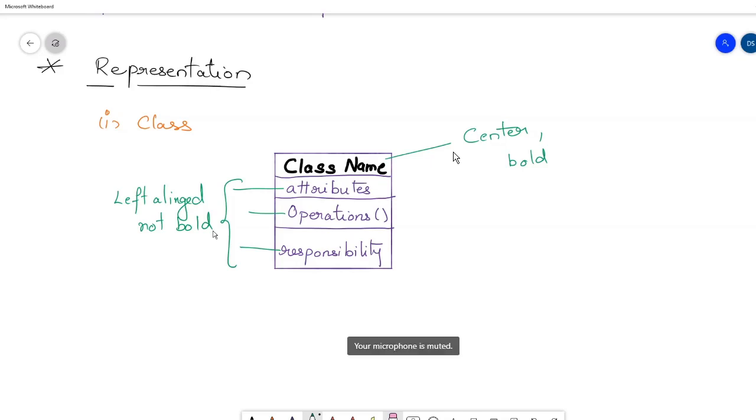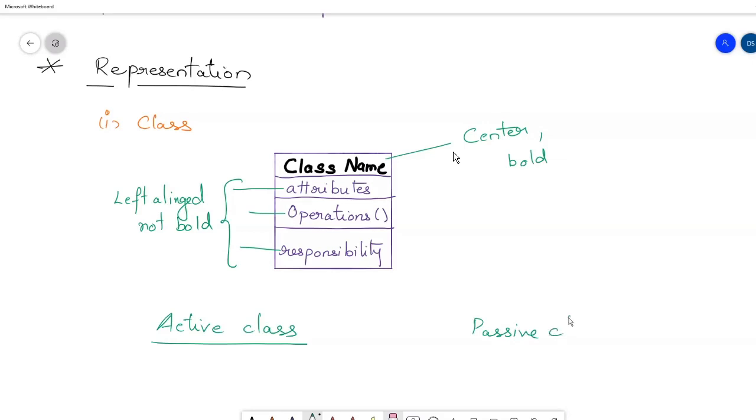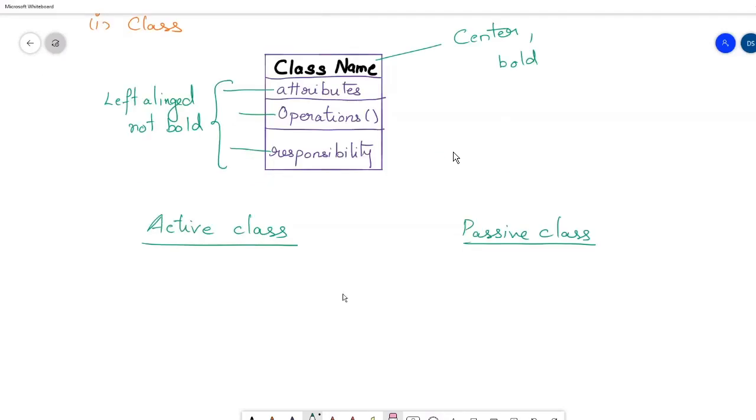Okay, now classes would be of two types. One would be active class, and one would be passive class. Okay, now what is active class and what is passive class? Active class would always initiate and control the flow of activity. And what would be the work of passive class? It would always store data and would serve other classes.